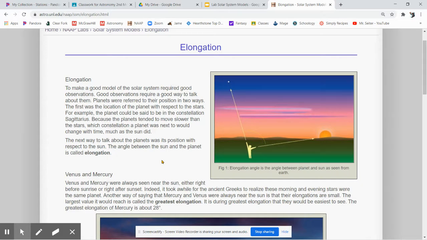The first was the location of the planet with respect to the stars. For example, the planet could be said to be in the constellation Sagittarius. Because the planets tended to move slower than the stars, which constellation the planet was next to would change with time, much as the sun did. The next way to talk about the planets was its position with respect to the sun. The angle between the sun and the planet is called elongation.